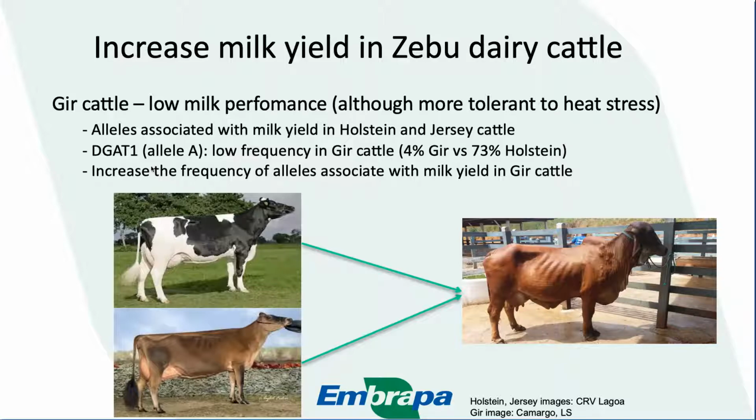Here I have an example with GET1. We have the allele A. The allele A is associated with milk production, and this allele already exists in Gyr cattle, but the frequency is very low. It's only 4%. When you compare with Holstein and Brazilian Holstein, it's 73%. So what we want here is to increase the frequency of this allele in Gyr cattle. And maybe with that, we can also increase milk production, maybe by 10 or 15% in Gyr cattle, without crossing Gyr and Holstein cattle. This is our short and medium term goal using the genome editors in our breeding program.